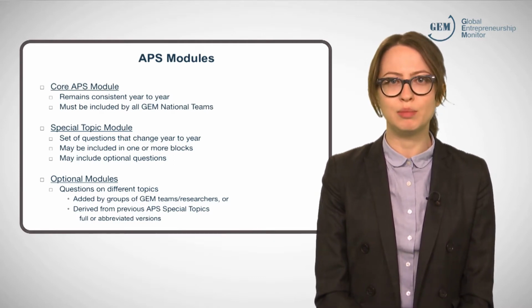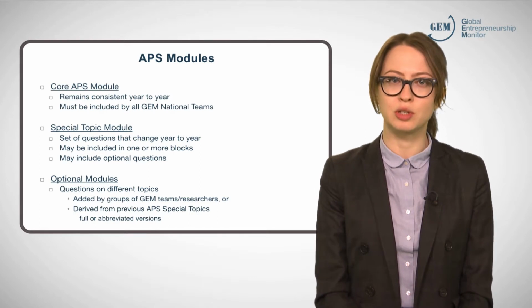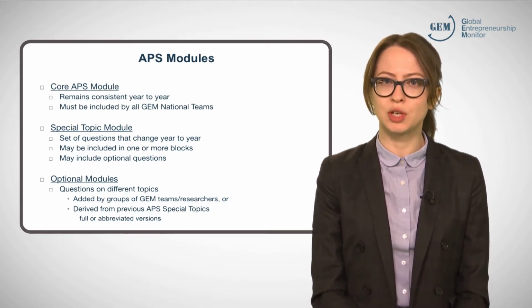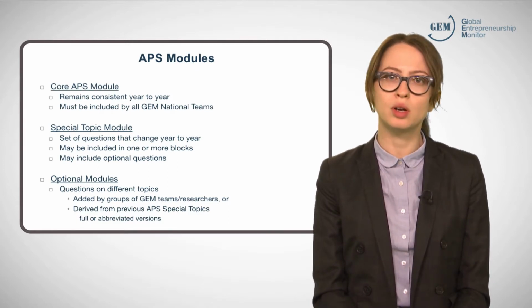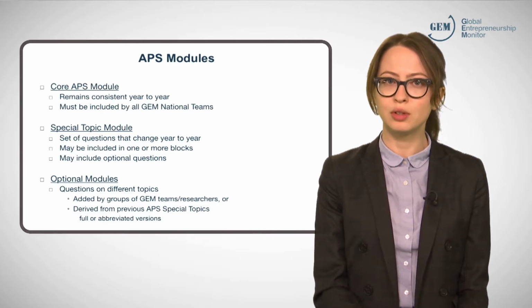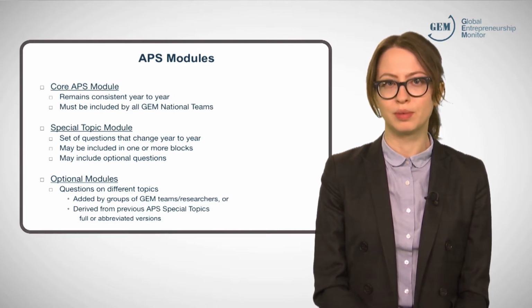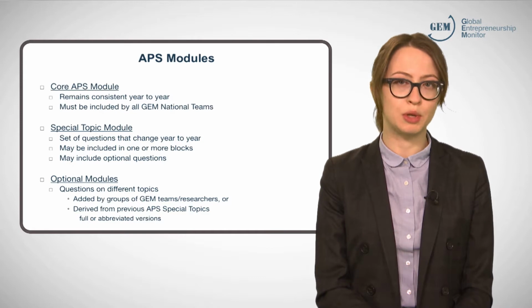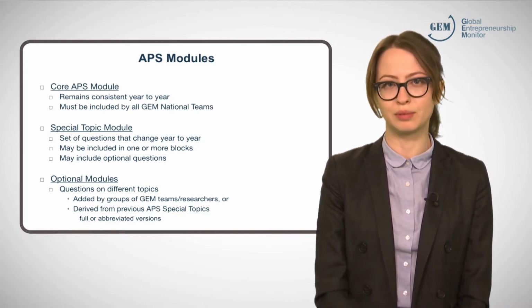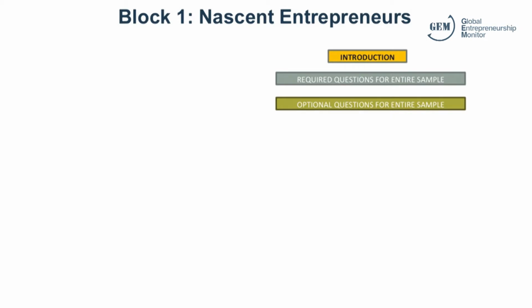Finally, a national team may choose to include a set of optional questions if they want to expand their survey. These optional modules may be suggested by other national teams, or they may be derived from previous year's special topics, either in full or in an abbreviated version. If a team wishes to add one or more optional modules, GEM will provide instructions on how to integrate them into their survey. Now let's look at the flow of the APS questionnaire.